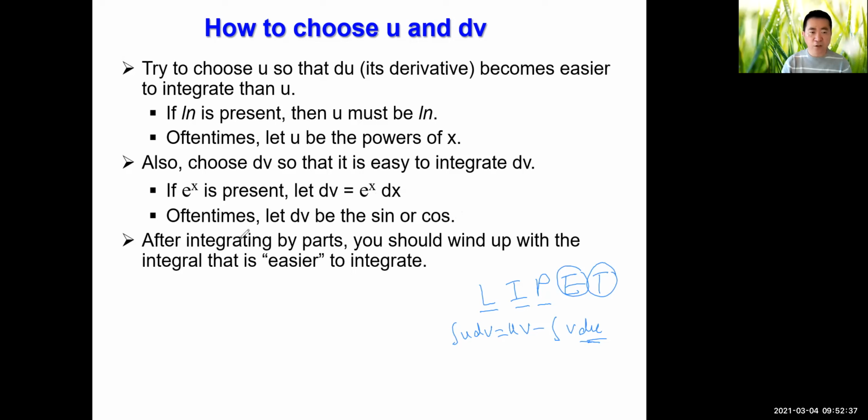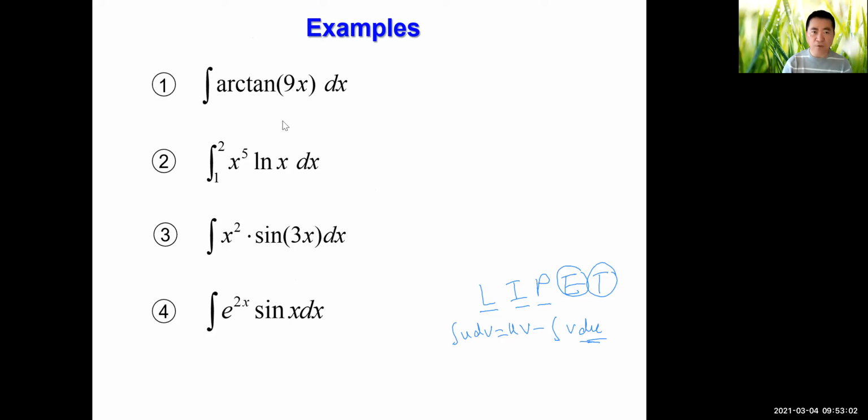Keep in mind that after integration by parts, you should wind up with an integral that is easier to integrate. If you see something that is much harder to integrate, you know you picked the wrong choice. So let's look at a couple of examples here. I'm going to look at number 1 here, arctangent of 9x.